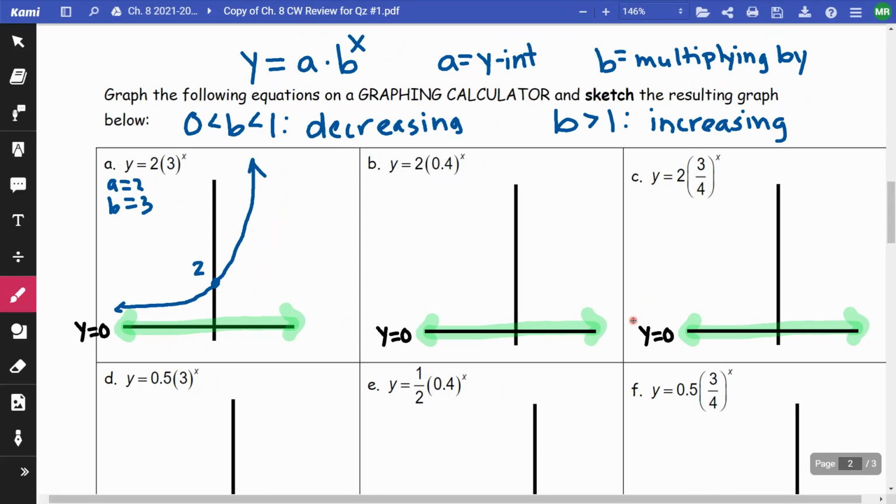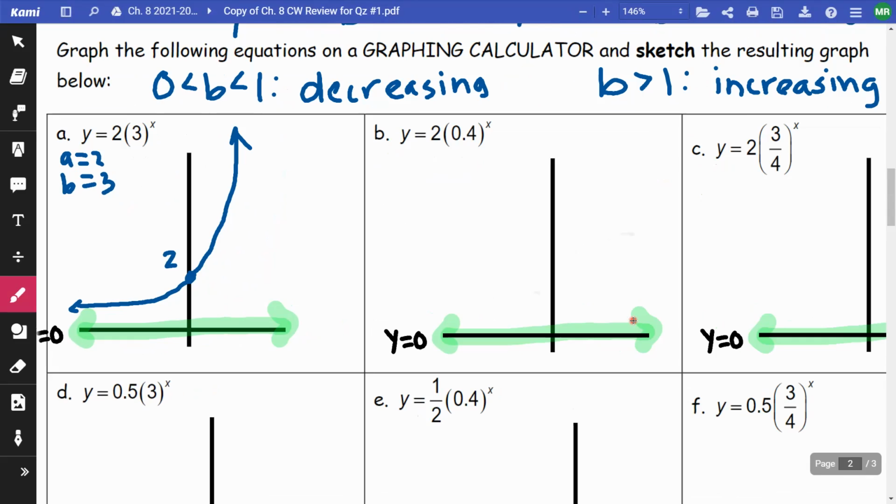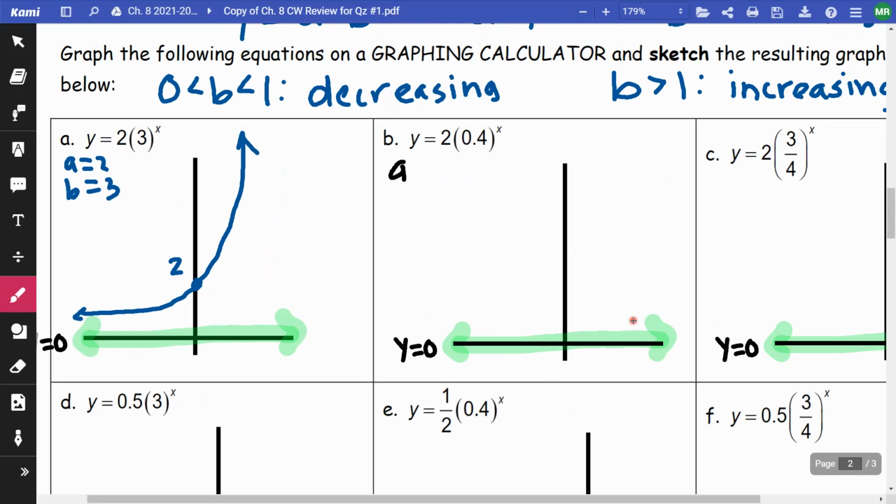Okay, so hopefully you paused and tried the problems. I'm going to run through the answers right now. But again, you want to try these so you know if you're doing them right or wrong. So in this situation, my A is 2. So that means I'm going to be starting at 2.